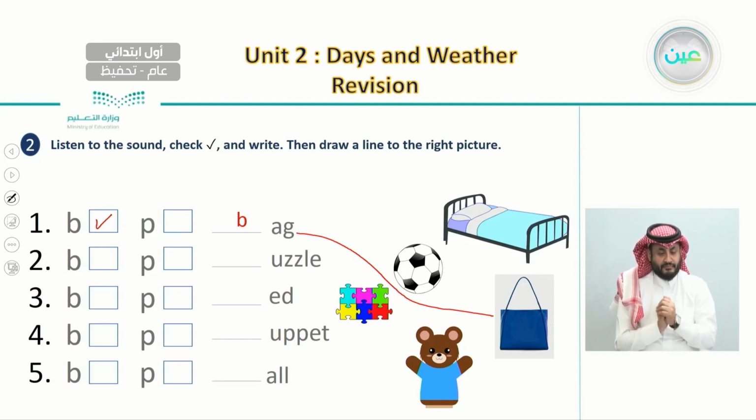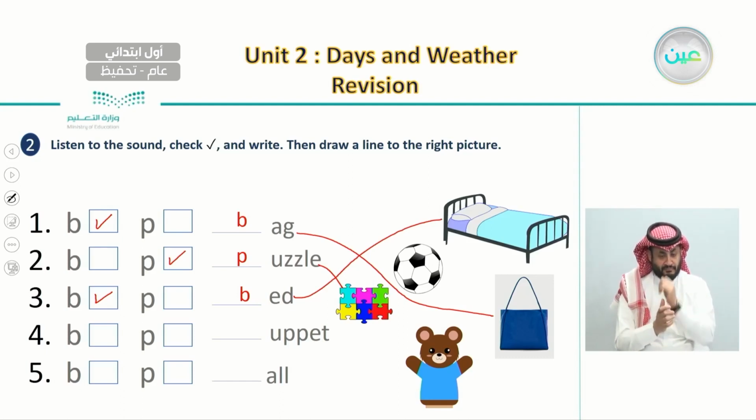Now let's listen for the second word and then we will do the same as we did with number 1. The word with number 2 is puzzle. Puzzle. So puzzle starts with the letter P. So here we write P and we match the word to the picture. Puzzle. Now let's listen to number 3. The word with number 3 is bed. Bed. So here we put a check mark on B and we write the letter here and then we match it to the picture, bed.